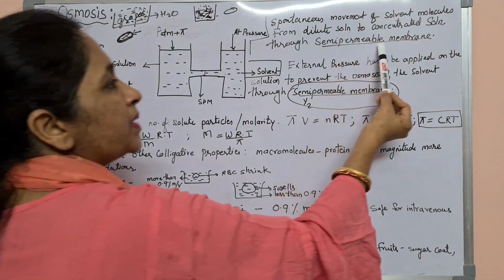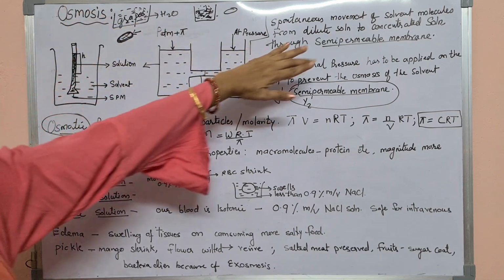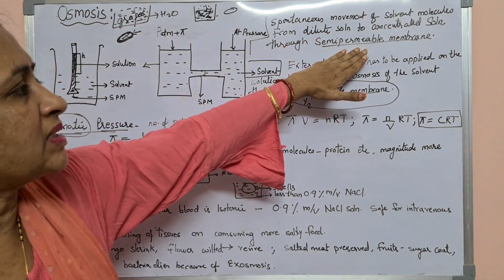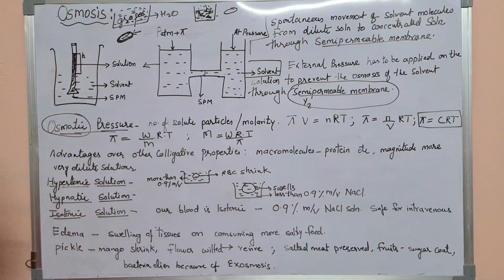Important is the semi-permeable membrane. Remember, in the case of osmosis, the presence of the membrane is a must, that is, a semi-permeable membrane. This is what osmosis is. I think it's clear to all of you what the osmosis process is.